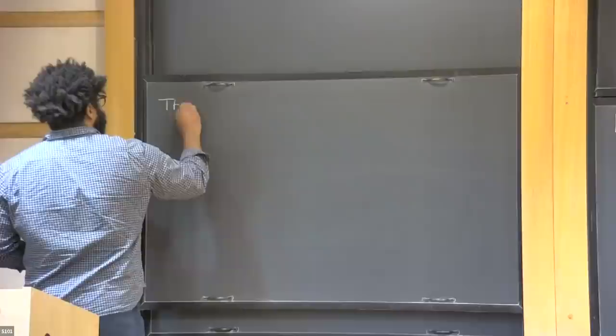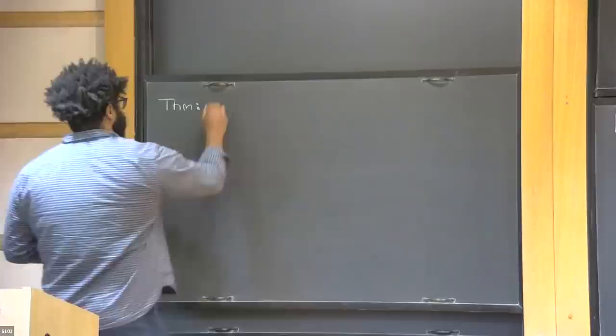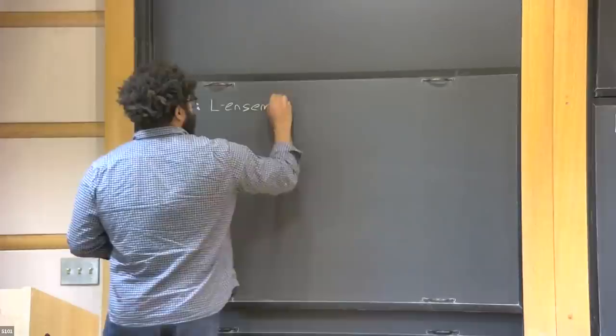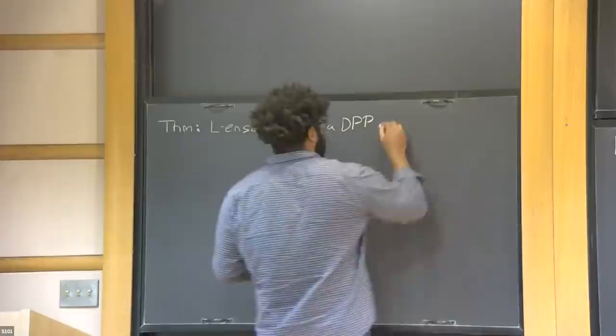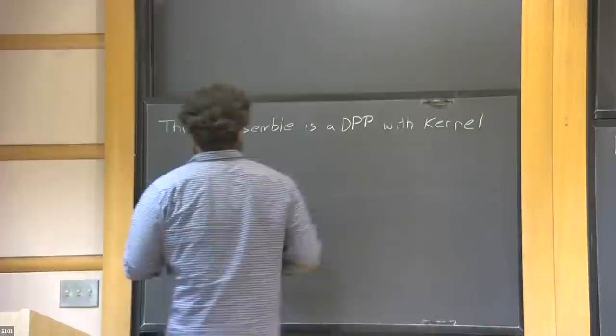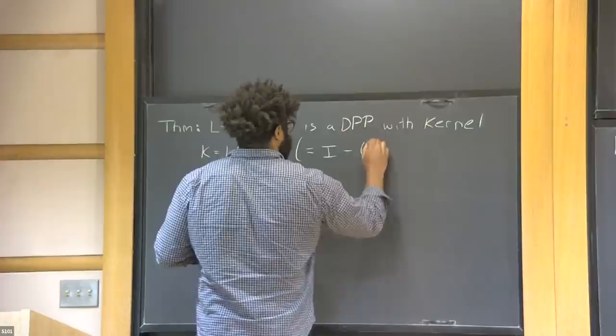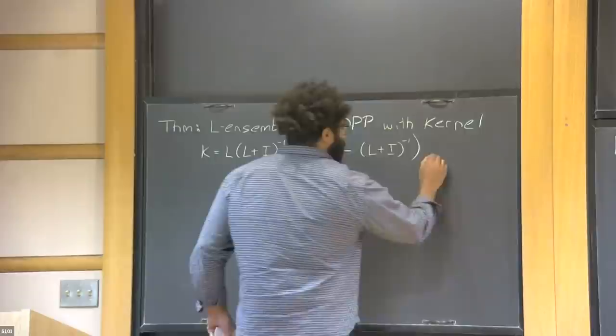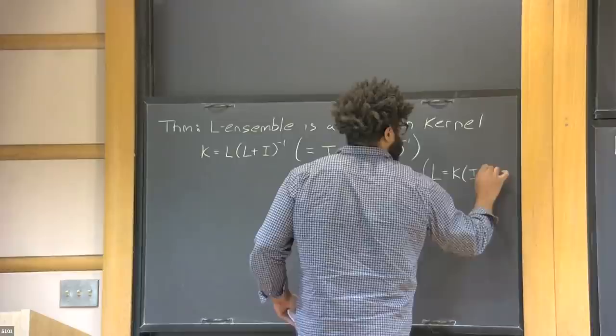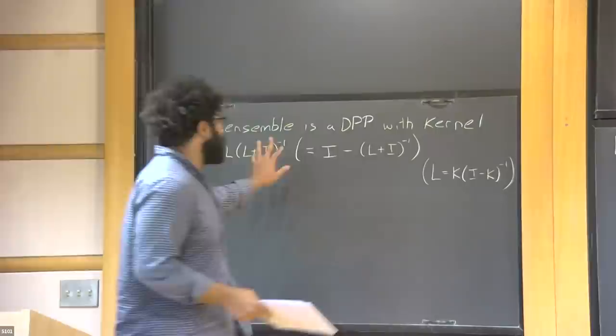these two things, these L ensembles and these determinantal point processes, are actually the same. So an L ensemble is a determinantal point process with kernel given by K equals L times (I plus L) inverse, and this also happens to equal I minus (I plus L) inverse. So first of all, I'll show you a brief proof of this, but before we do, I want to go back to your question.